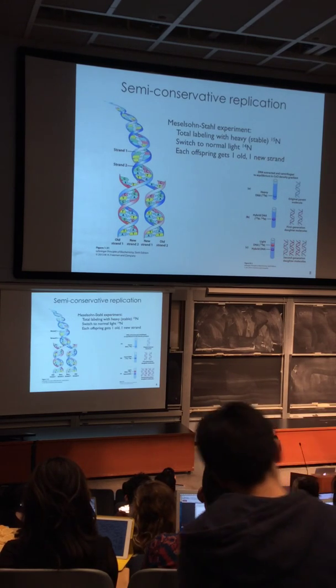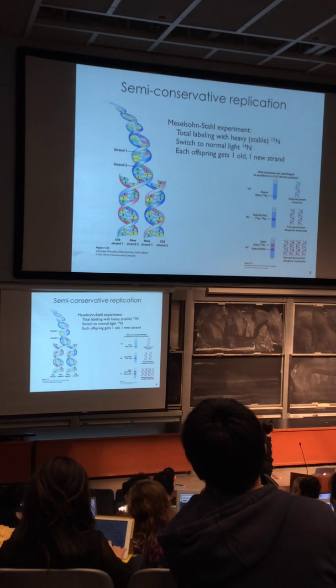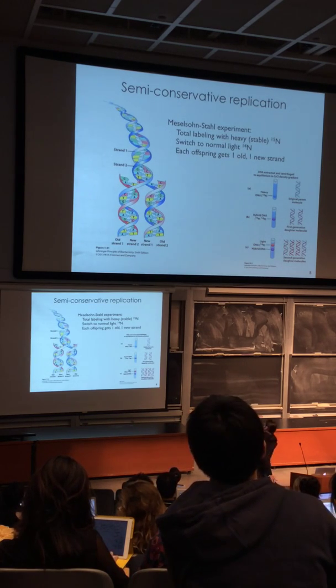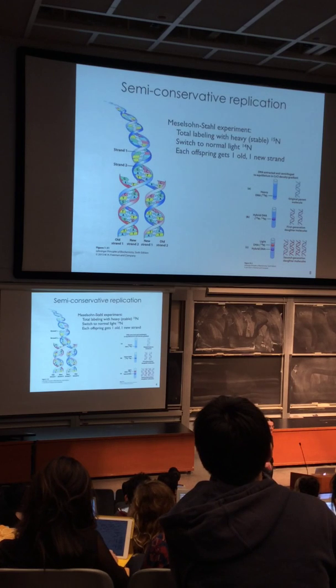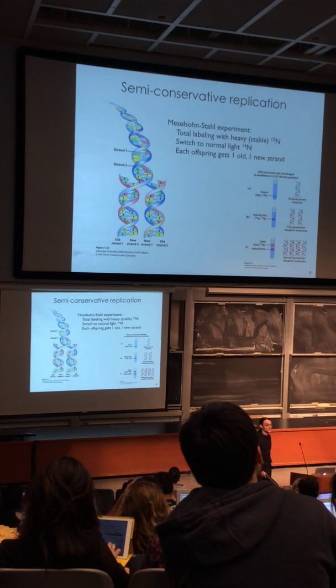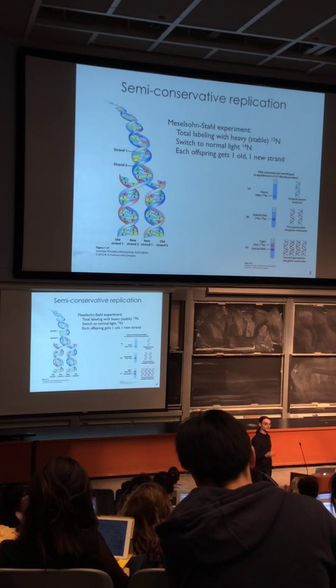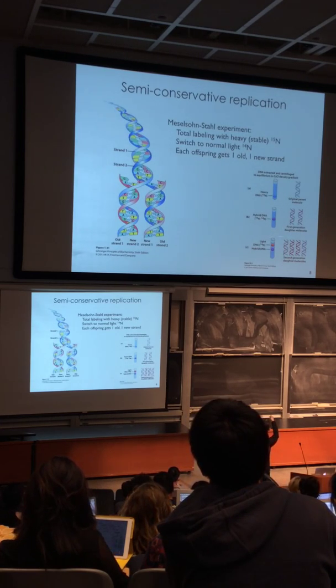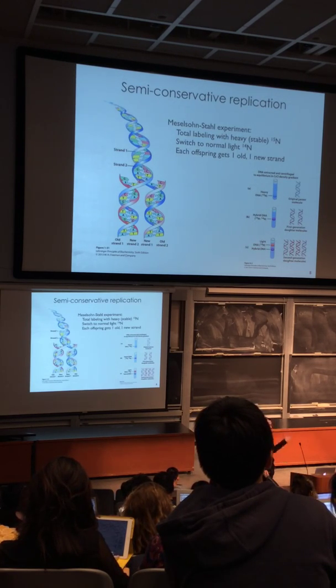So what you find is that the original parent molecule contains entirely heavy DNA, and so it's very dense. But after the first generation, all of the daughter molecules contain one old and one new strand, and so they migrate at this intermediate point. And then after the second generation, some of the molecules still have one entire old and one entire new strand. These remain in this hybrid fraction, and then the others result from a first generation new strand being copied into a second generation new strand, and so they're entirely alike.